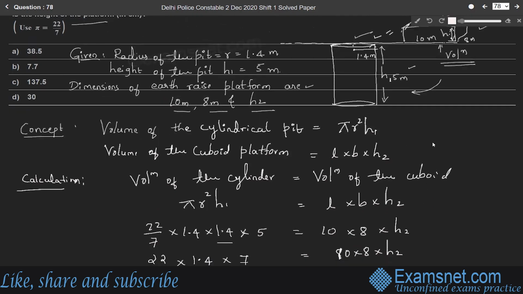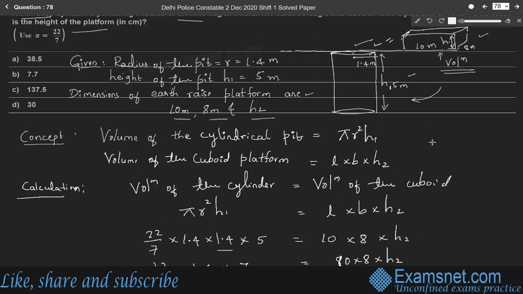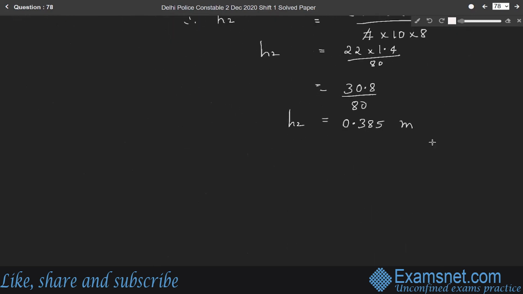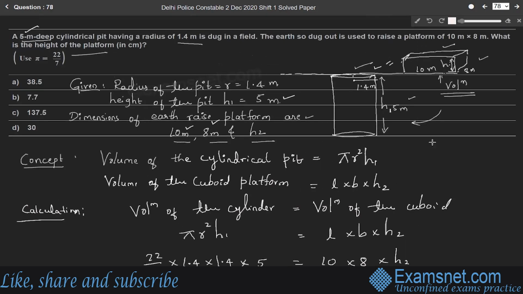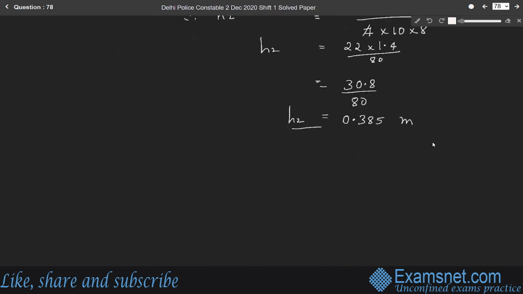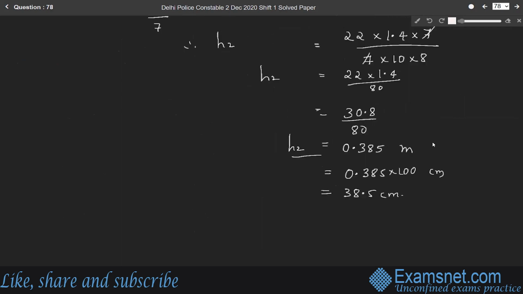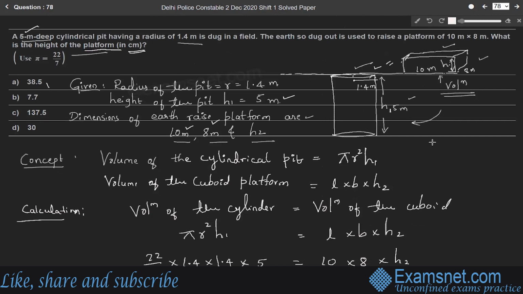Since all the values are in terms of meters, so radius is in meters and length and breadth are in meters, 10 meter and 8 meters, and height is also in terms of meter. Hence h2, the height of the cuboid, is 0.385 meter. So in the question it is, what is the height of the platform in centimeter? So 0.385 meter is equal to 0.385 into 100 centimeter, which is 38.5 centimeter. So the height of the cuboid platform is 38.5 centimeter.